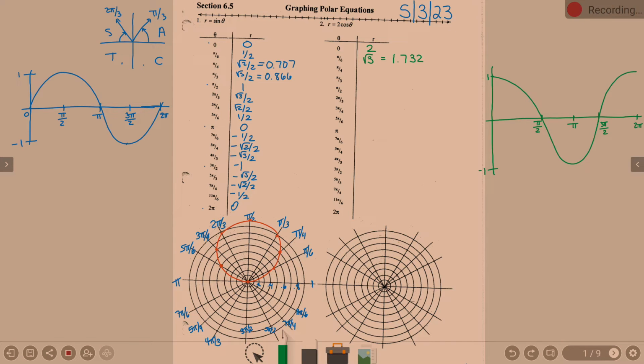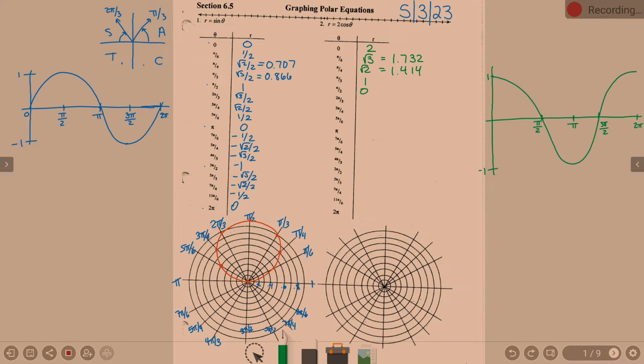Okay, what about pi over 4? Cosine of pi over 4. Square root of 2 over 2 times 2. Square root of 2. What is the square root of 2 as a decimal? 1.414 is what I know it as. Pi over 3. The cosine of pi over 3 is 1/2. 2 times 1/2 is 1. Okay? What about pi over 2? Cosine of pi over 2 is 0, times 2 is still 0.